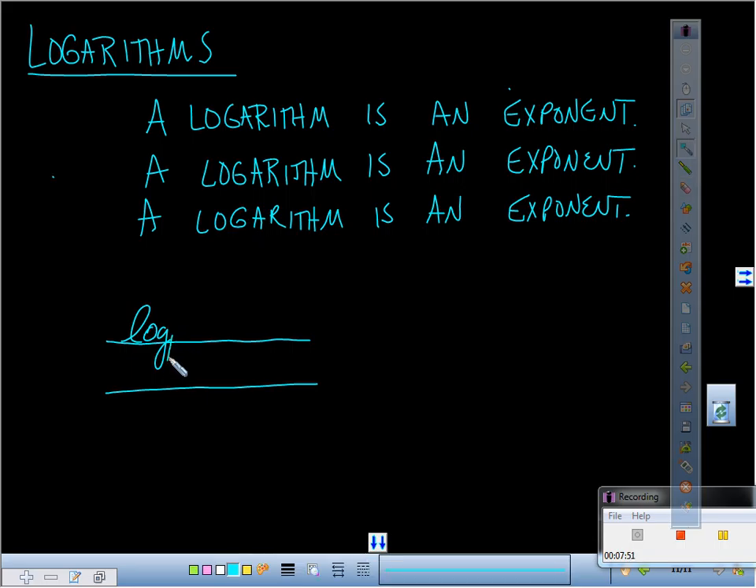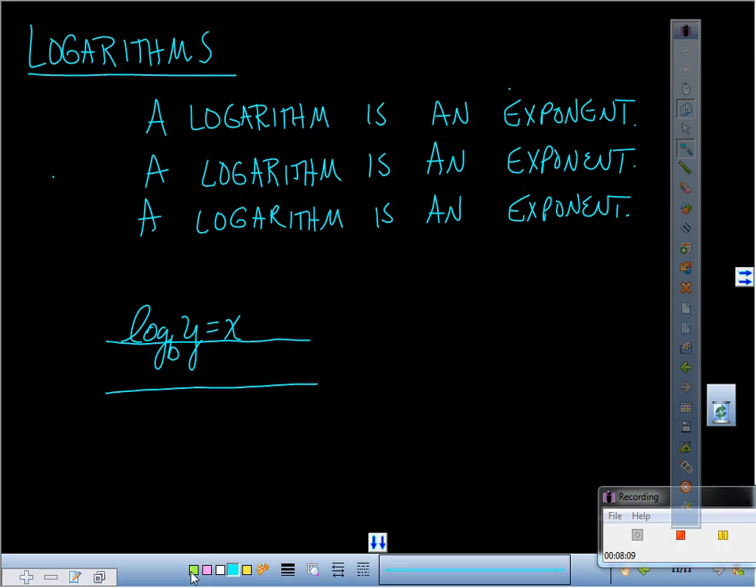So log base b. Now look at that little b. Is he on the line with the log? Is he on the line below the log? He's just like a subscript, okay? So you put him down there. Log base b of y is equal to x.